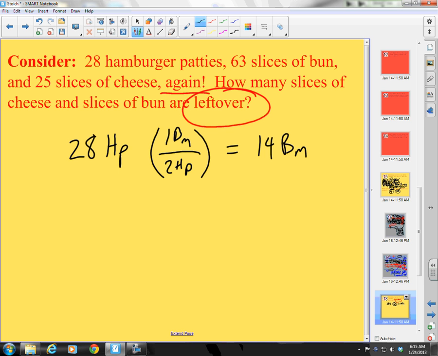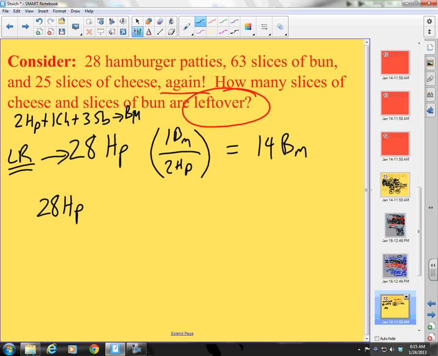Well, to understand that, I have to figure out how much cheese was used. Well, if I have 28 hamburger patties, and let's remind ourselves, there's two hamburger patties plus one slice of cheese plus 3 slices of bread equals one Big Mac, right? Good. So if I have 28 hamburger patties, and we know these are all going to be used up. Why? Because they are the limiting reagent, we said, right? If I have 28 hamburger patties, and I have one slice of cheese per two hamburger patties, right? Good. Some hamburger patties cancel, and I get 14 slices of cheese.